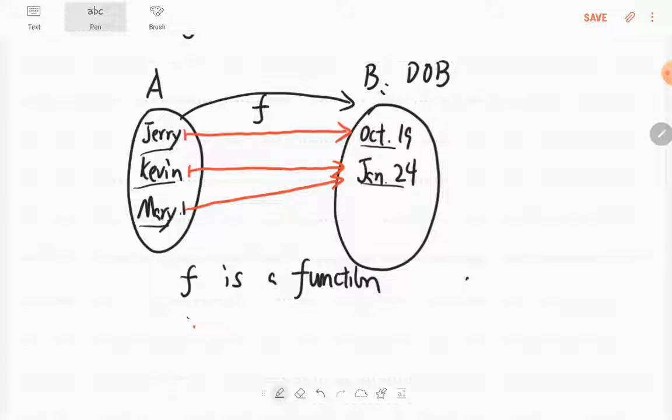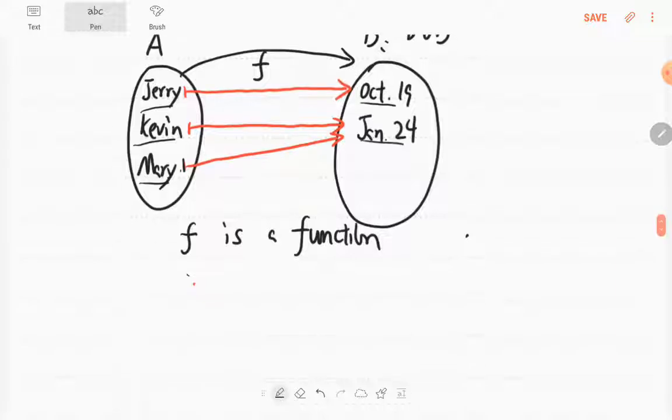So this is just some illustrations for whether a relation is a function or not. Now let's look at some equations that represent a function of x, and we want to know if each equation is a function. Let's look at the first one, x squared plus y squared equals 9.